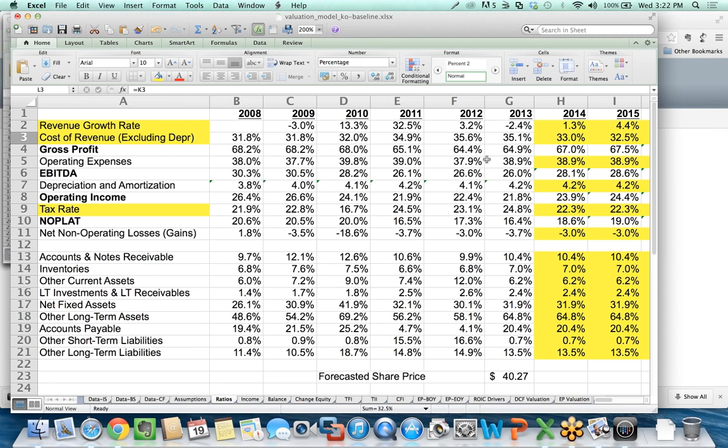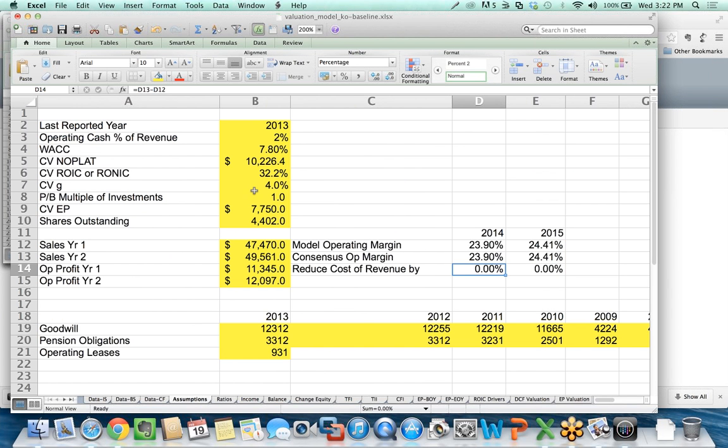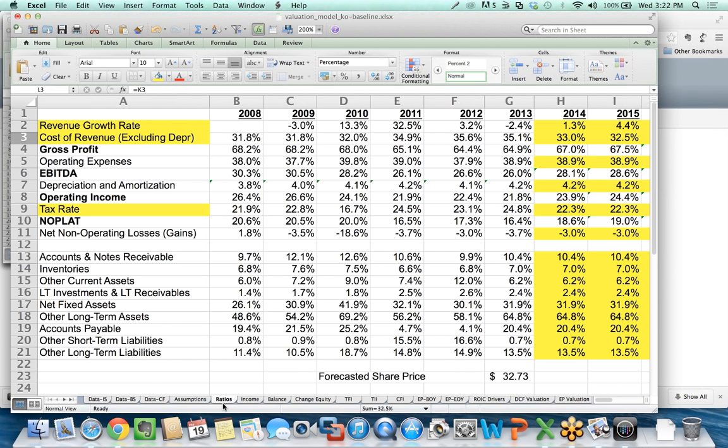Now, here's the other thing that we hadn't done previously, but I'm going to go back to my assumptions and look at my continuing value G. For Starbucks, we had a 4% G, and in this case, for Coke, I think 2 to 3% is probably more realistic, especially if they're not growing. So what if we change our G to 2%, and then I'm at a $32 share price?